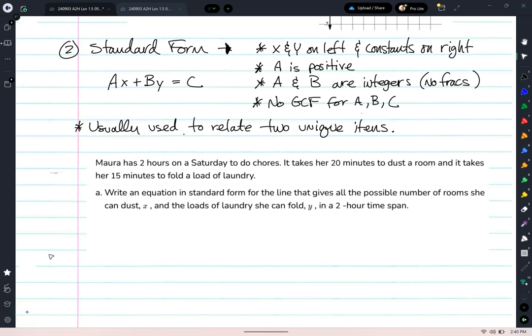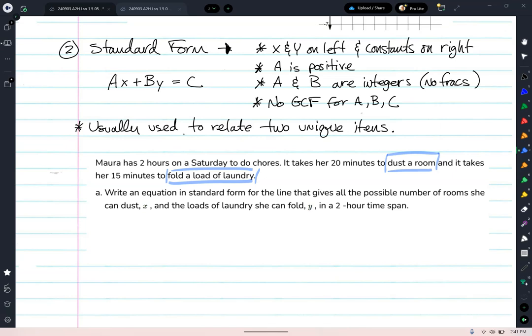So Mora has 2 hours on a Saturday to do chores. It takes her 20 minutes to dust a room, and it takes her 15 minutes to fold a load of laundry. Two unique items. Let's highlight them. Dust a room and fold a load of laundry. These are our two items here. Dust a room, fold a load of laundry. So this is what we're going to use standard form to connect these two items, right?